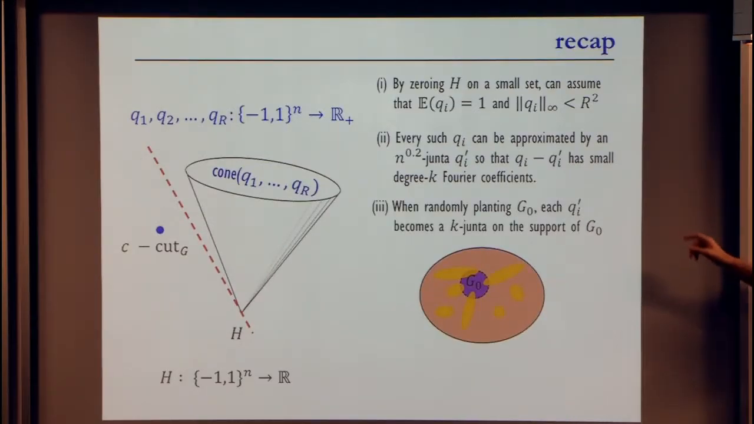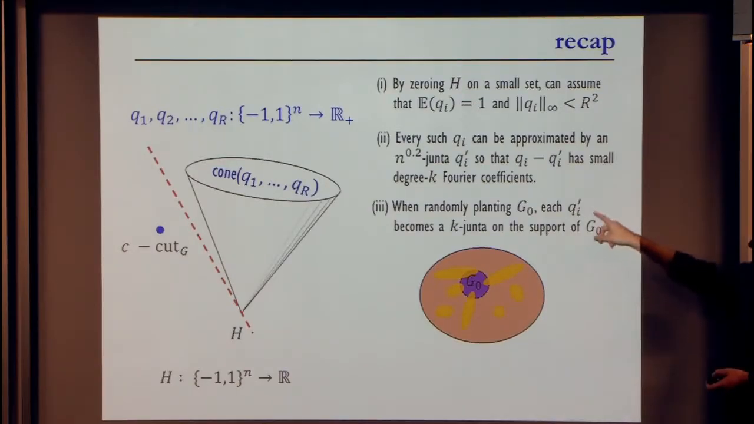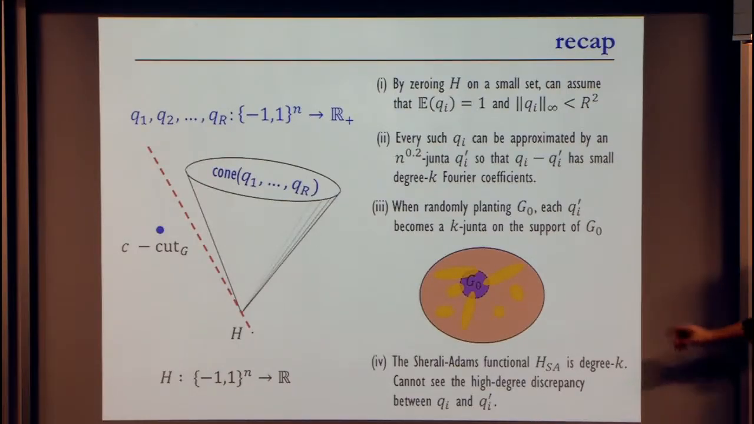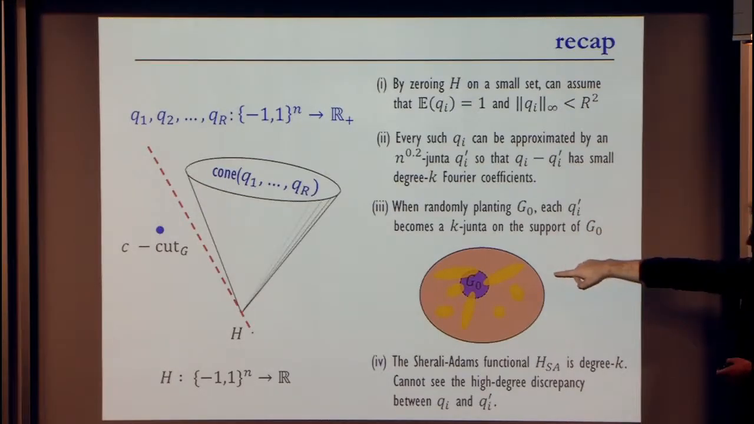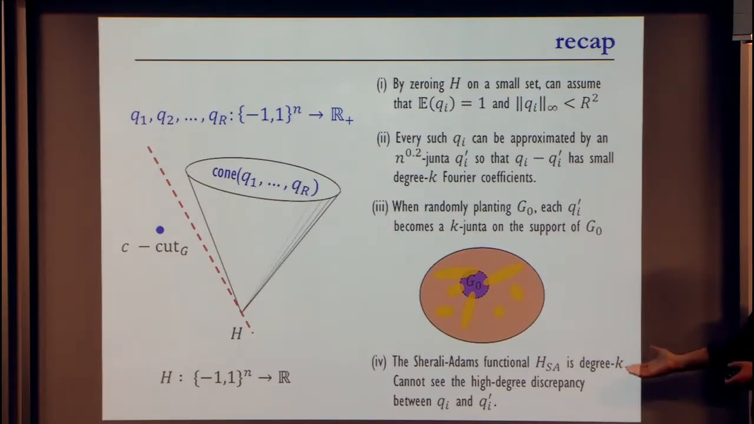Then we do this random restriction. Now, every qi prime depended on n to the 0.2 coordinates. But when we randomly plant this graph G, each qi prime only depends on k coordinates in G. And now the Charlie-Adams functional can fool these qi primes restricted to G because they're only k juntas. But according to the Charlie-Adams functional, it appears that qi and qi prime are very close together because they're close in the low degree sense, and this functional can only perceive low degree things, right? It's orthogonal to all the high degree part. Okay, so that's the end of the proof.